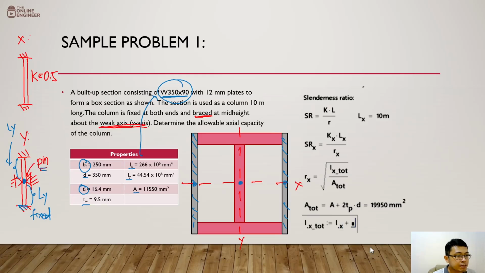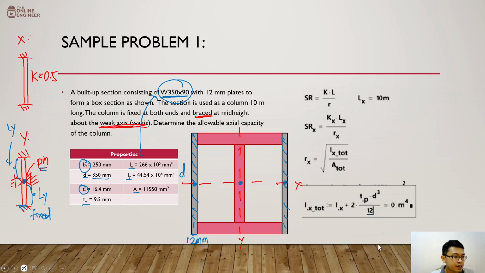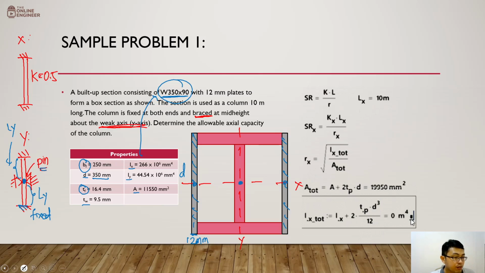So that would be Ix plus 2 times the Ix of a rectangular section. Once again, this is 12 mm as our thickness, guys, with the total depth d equal to 350. So that's a rectangle, and the formula for that is bh cubed over 12. That would be Tp, our thickness, times the depth cubed, over 12. That now gives us mm raised to the 4.